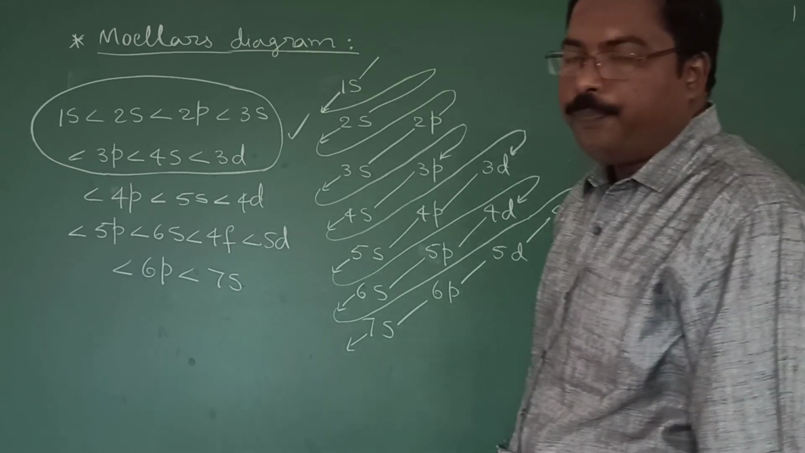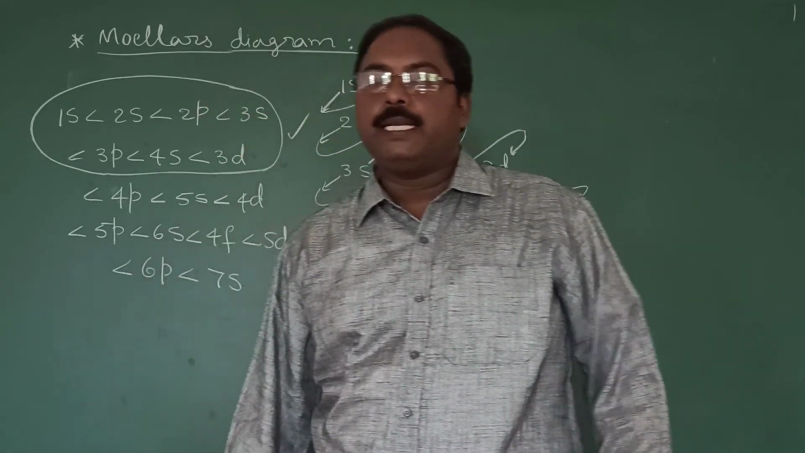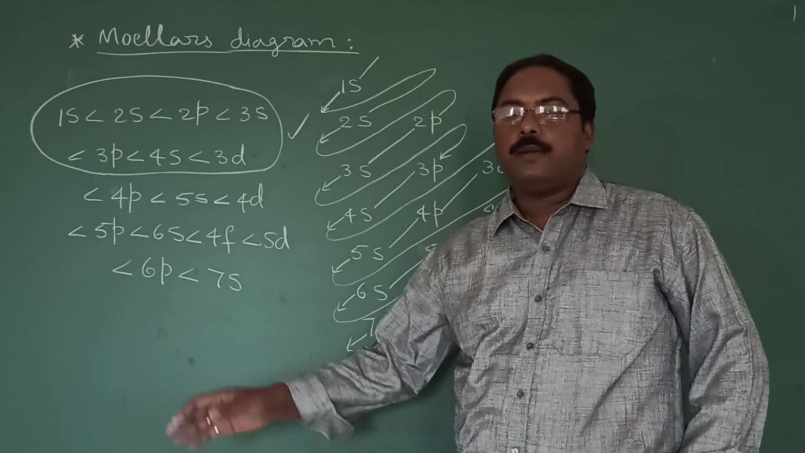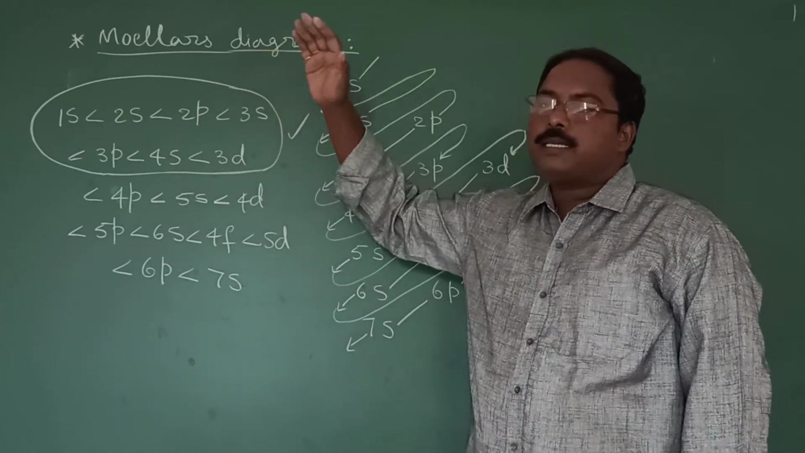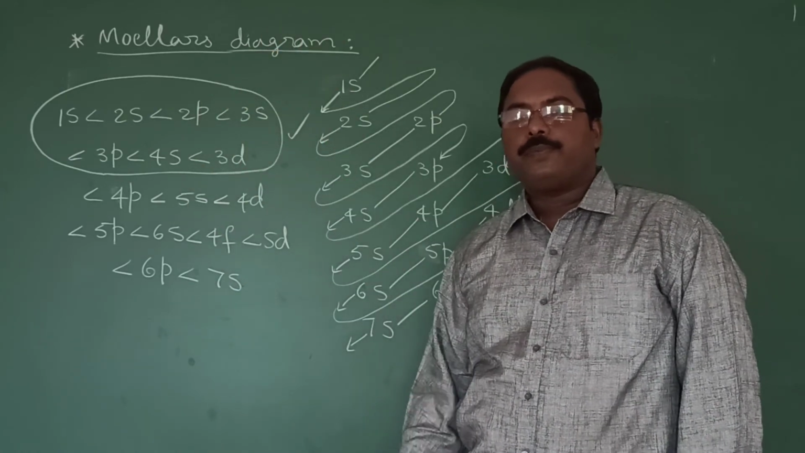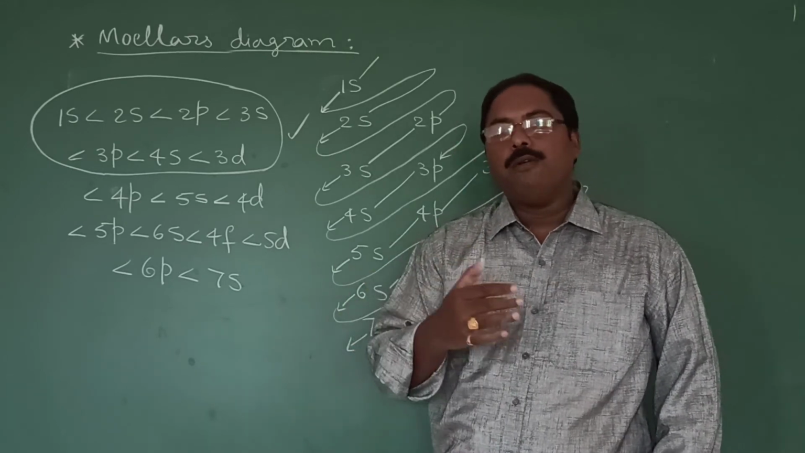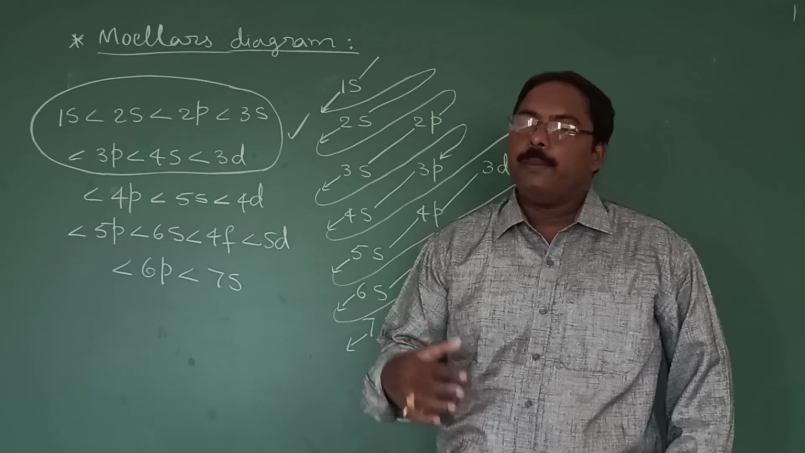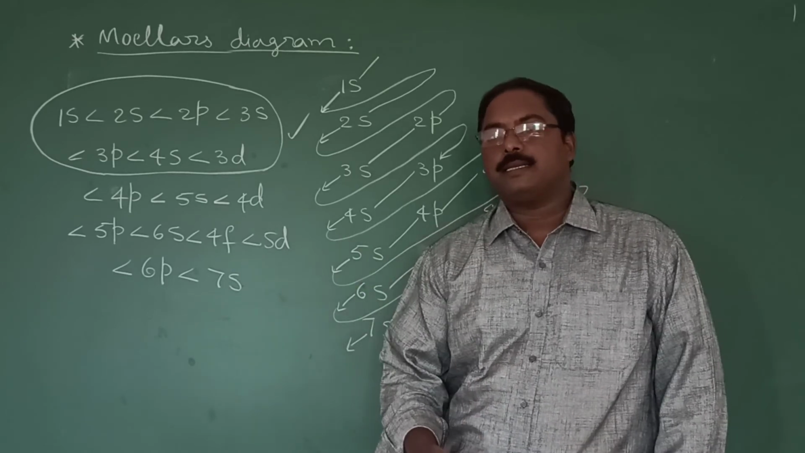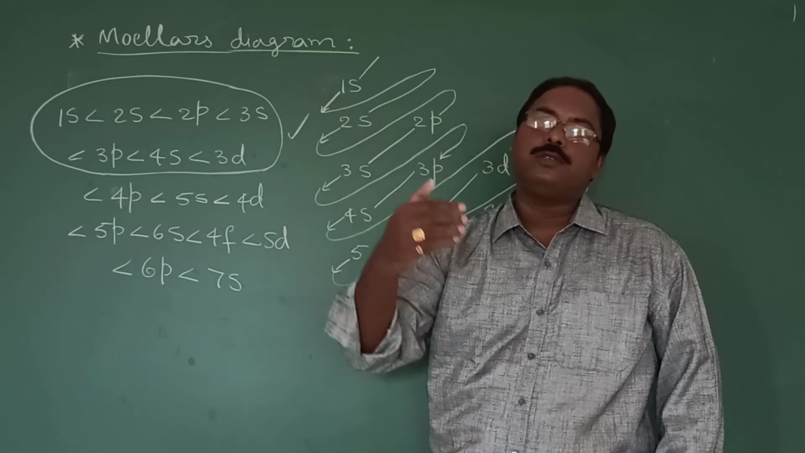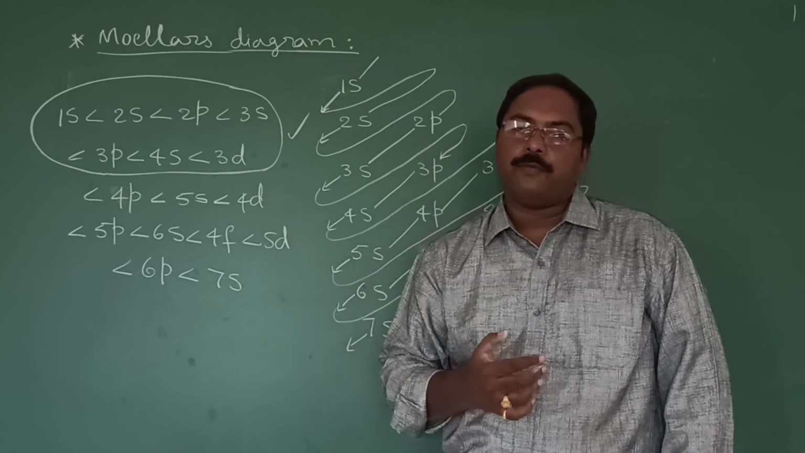As I told you, regarding electronic configuration, we have three rules. Now we discussed the Aufbau principle. The other rules are Hund's rule and Pauli's rule also. The remaining rules we will discuss in the next class. After discussing the rules, we will discuss electronic configuration.